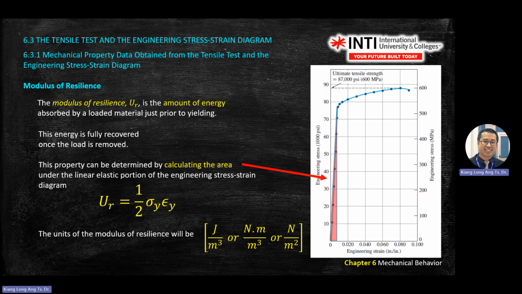Basically, it's a triangular shape: half base multiplied by the height. The base will be the U strain, multiplied by the U stress. The unit will be Newton meter over meter cube, or Newton over meter square, or Joule over meter cube. So this is where we stopped in the previous lecture.